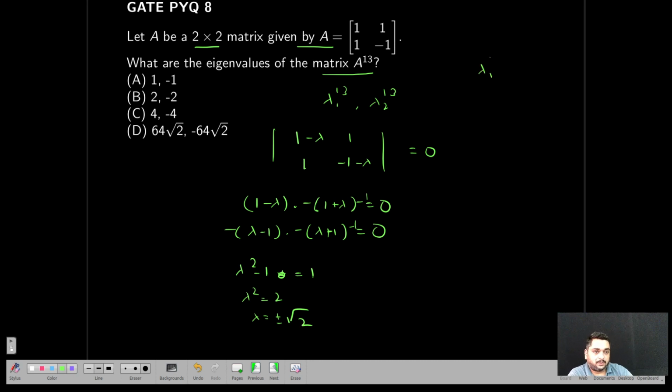What is lambda 1 power 13? It is minus square root of 2 to the power 13. So you can write it as minus root 2 into 2 power 6. So that is minus 64 root 2. And then lambda 2 power 13 will be plus 64 root 2. This is the answer.